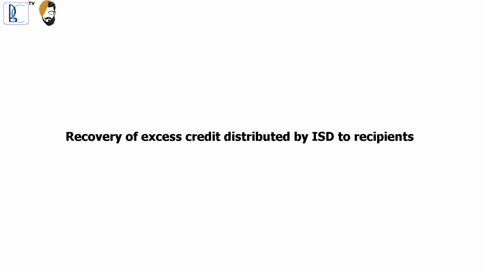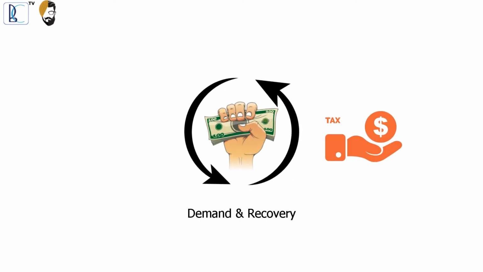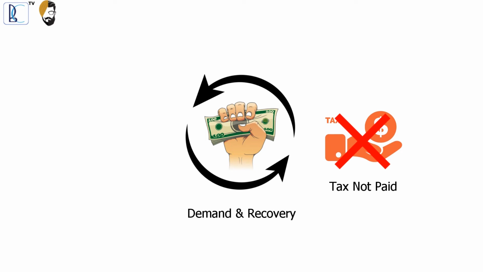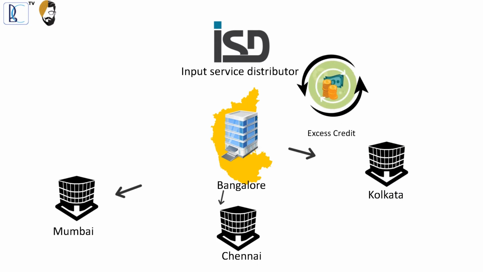Recovery of excess credit distributed by ISD to recipients. Provisions of demand and recovery get attracted as if the tax was not paid, in a situation when excess credit has been distributed to any recipient. Recovery of the excess credit distributed, along with interest, shall be initiated against the recipient and not the ISD.